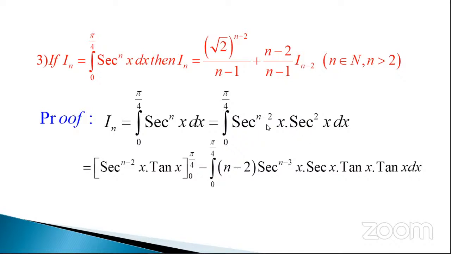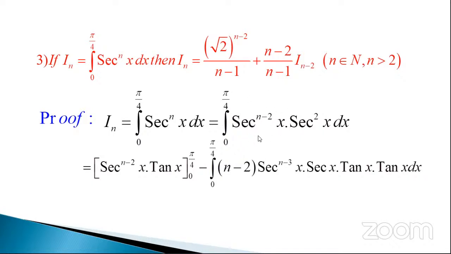U into V. This is called U, this is called V. Sec to the power of n minus 2 into the integral of sec square x dx, that is equal to tan x, with limits 0 to pi by 4, minus n minus 2 into the derivative of this function.